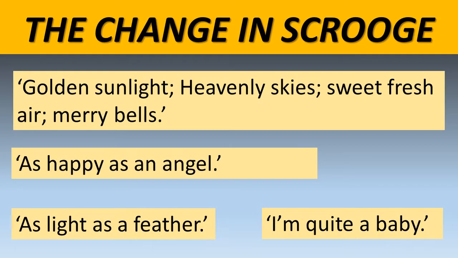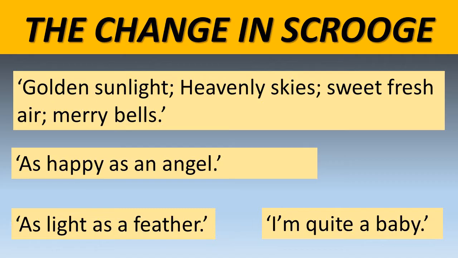Okay, quotes to know. So this chapter is all about the change in Scrooge, and there are some great quotes to know that contrast the descriptions of Scrooge and of the setting in the beginning of the novella. So we've got golden sunlight, heavenly skies, sweet fresh air, and merry bells. And the idea of golden sunlight and heavenly skies is alluding to the idea that Scrooge has changed his afterlife and won't be suffering those same consequences that Jacob Marley was suffering in his.